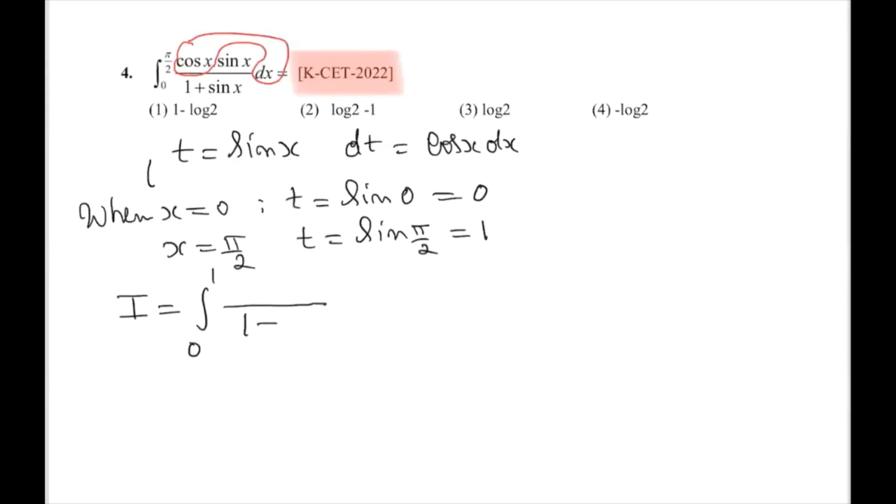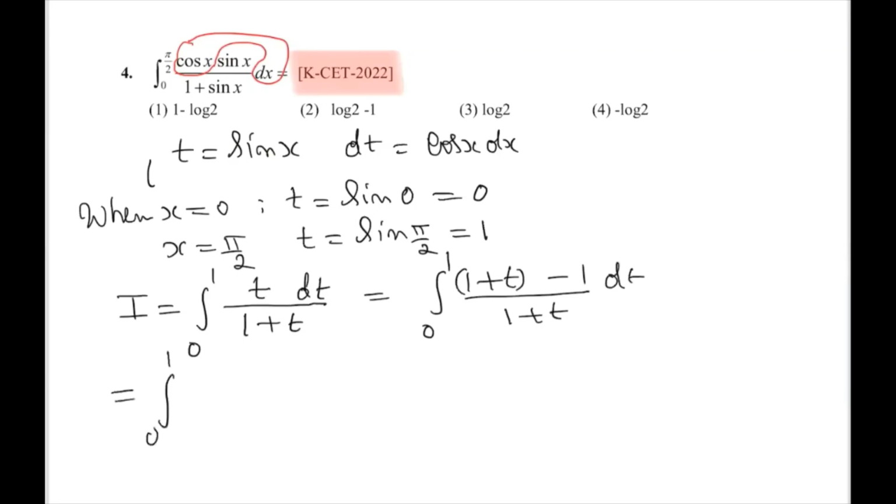Wherever sin x is there, replace it by t. In the numerator, we have sin x, and cos x dx is replaced by dt. Add 1, subtract 1: 1 plus t minus 1 upon 1 plus t dt. That is integral of 0 to 1, 1 plus t upon 1 plus t, that is 1 minus 1 upon 1 plus t dt.